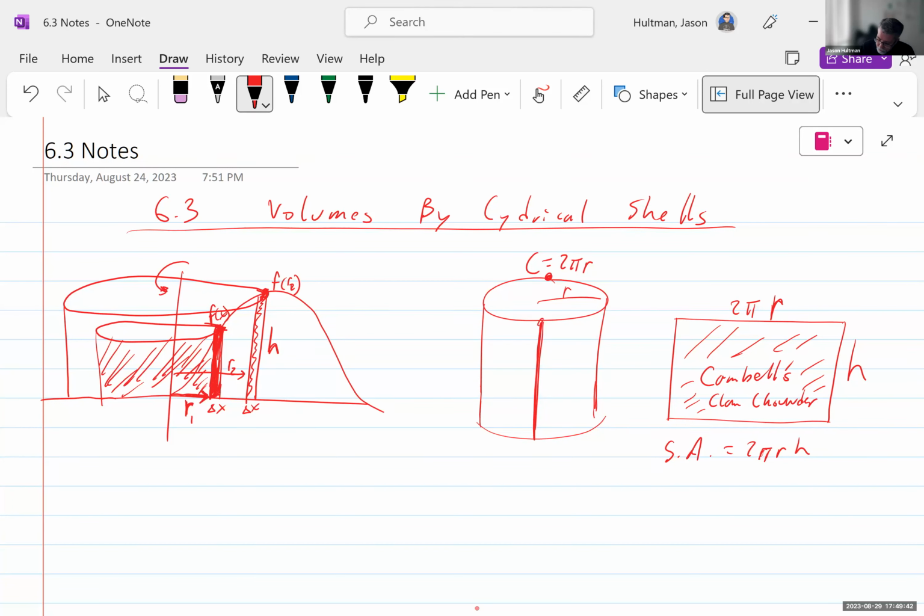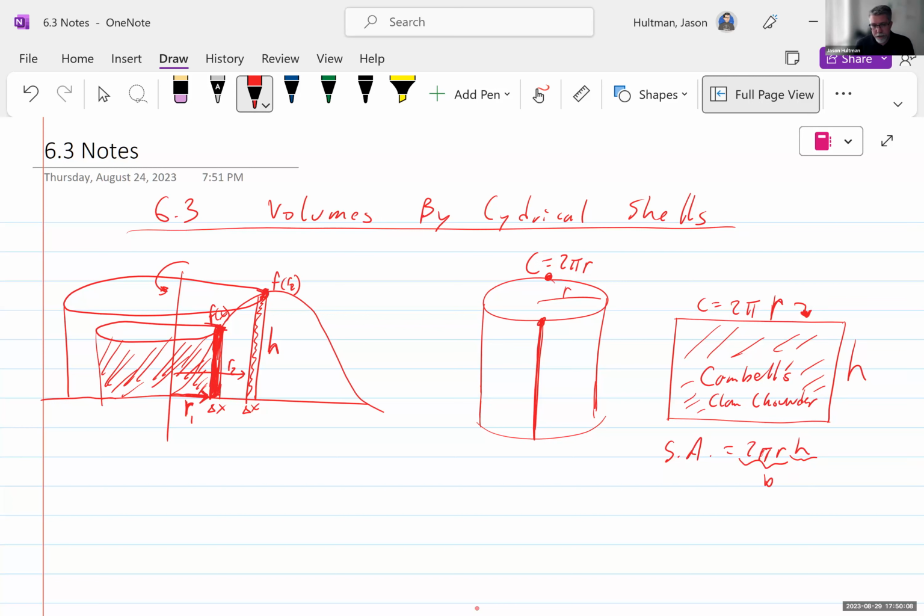And if we slice this, then the circumference just becomes the top and bottom of the label. And we know that the area of a rectangle is just base times height. And so this is the base, and this is the height, and that's the area. So that's the surface area of a cylinder.